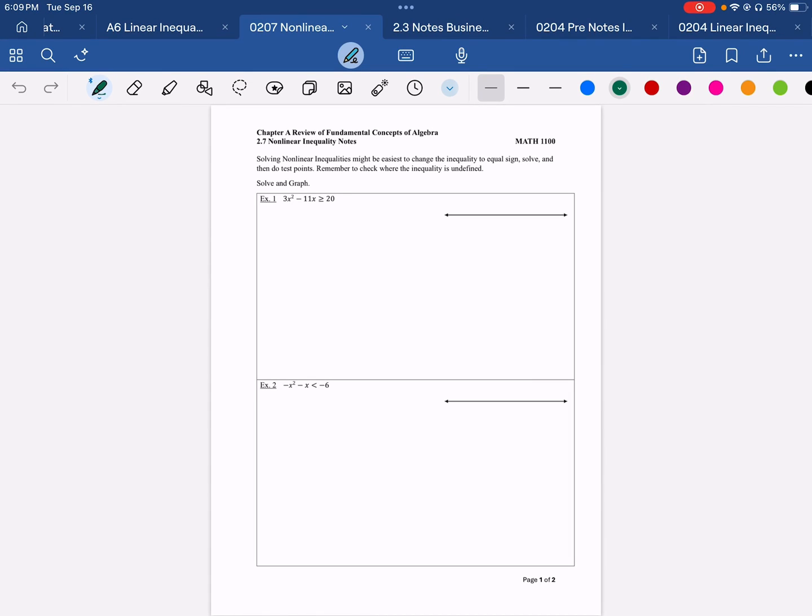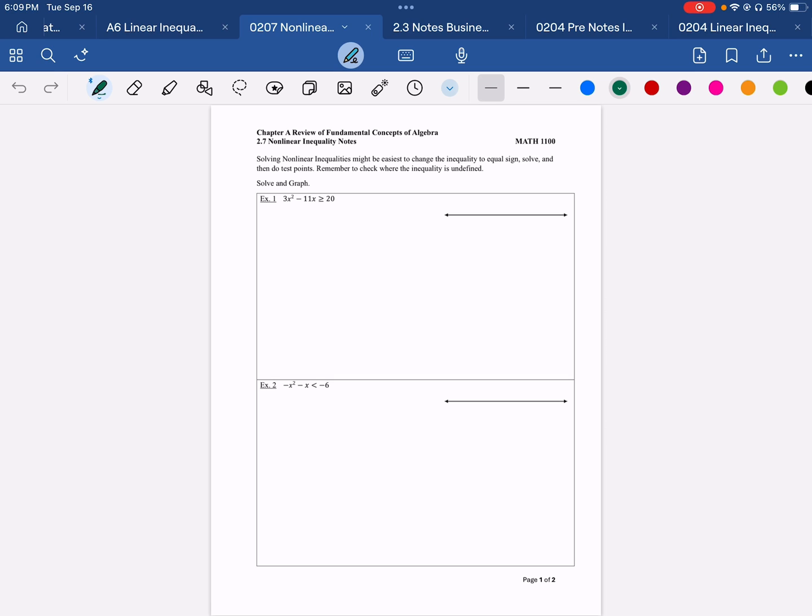Nonlinear inequality notes. Solving nonlinear inequalities might be easiest if you change the inequality to an equal sign and solve, then do test points. Remember to check where the inequality is undefined, because those points also count.